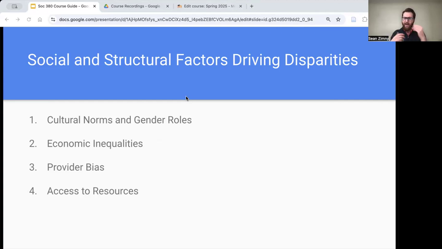Number 3, provider biases. So studies show that healthcare providers are more likely to minimize a woman's pain or attribute symptoms to emotional or psychological causes in women compared to men. So more likely to minimize those symptoms or pain in women than men. Transgender individuals often encounter providers who lack training or exhibit bias, leading to, again, those things that we talked about, inadequate care and misdiagnoses. So when people talk about, well, why is cultural competence important in healthcare?